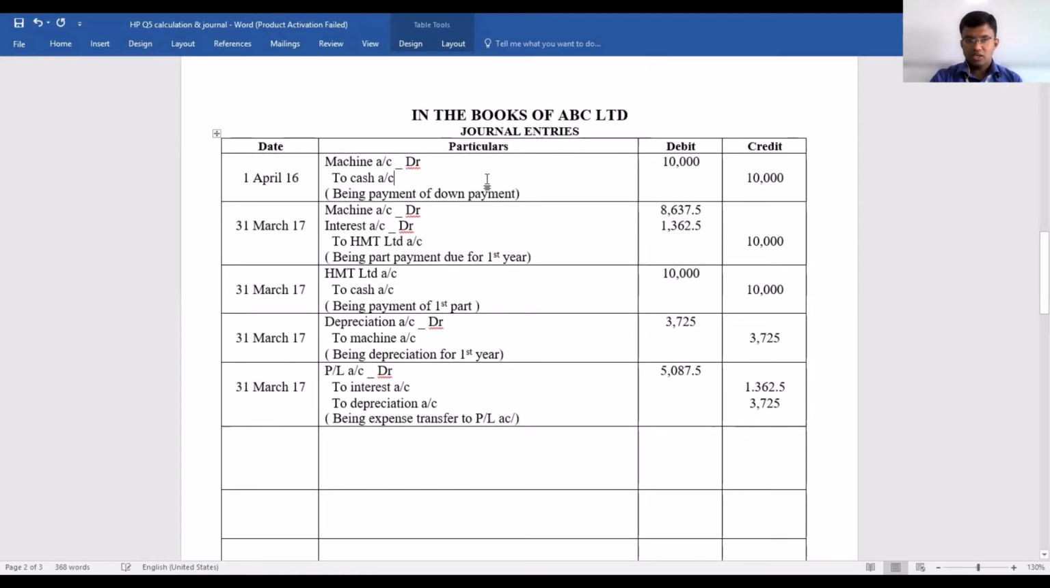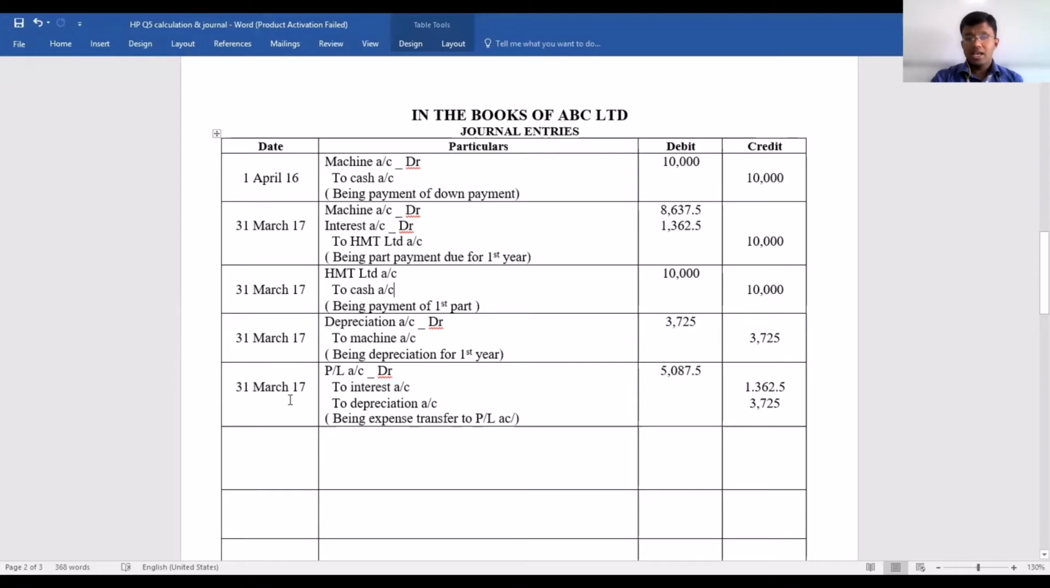So the very first entry was for payment of down payment that we have completed. The second entry was for the interest and the part payment becoming due, which comprises of the machine's value and the interest value. Third journal entry was for the actual processing of the part payment. You're releasing the payment to the vendor, and post that you have to charge the depreciation. So the depreciation account debited to machine account.